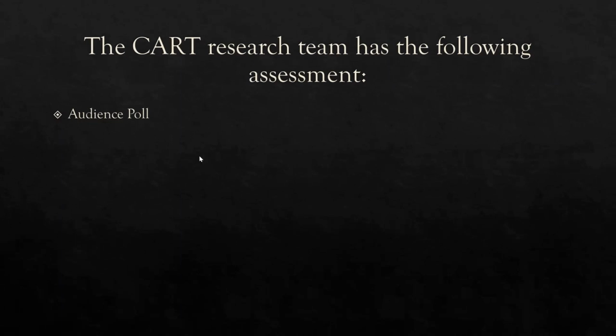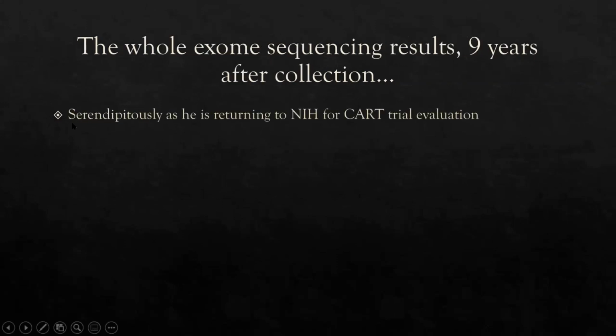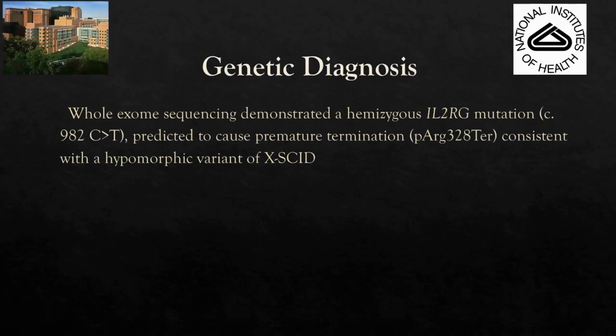All right, so everyone wants to call me, which is actually what happened, fortunately. And so we started getting wind of this patient. As he's returning to the NIH to be considered by the CAR T team, serendipitously, his whole exome sequencing is also resulting by a different team and a different institute, but going actually in a different electronic medical record. But he is found to have a hypomorphic variant of XSCID.